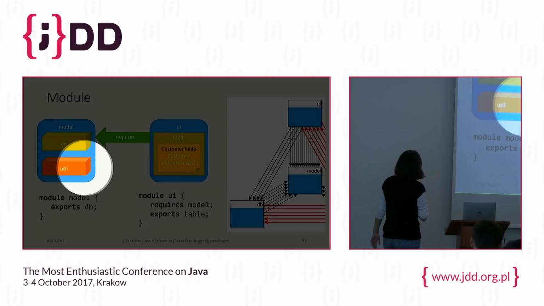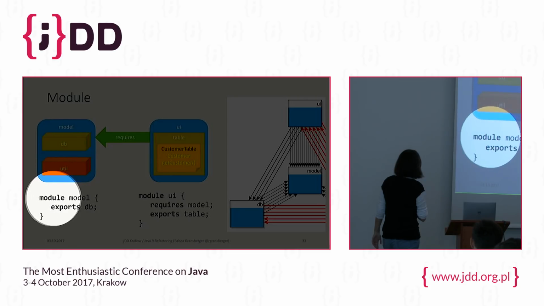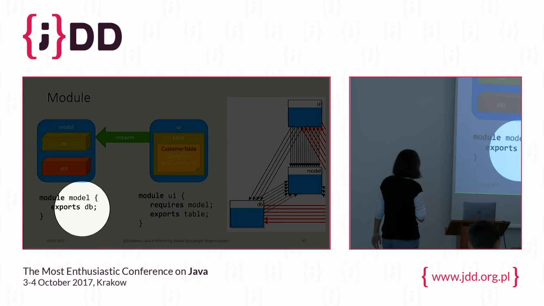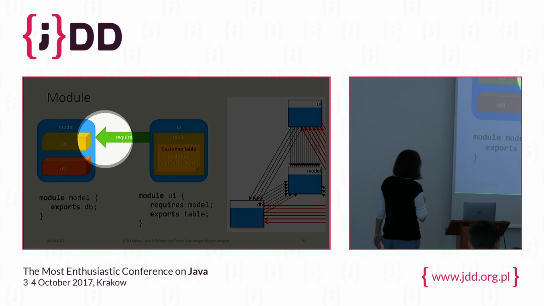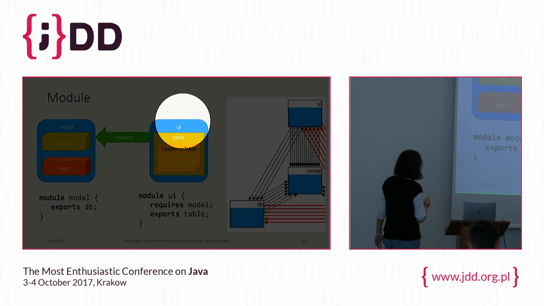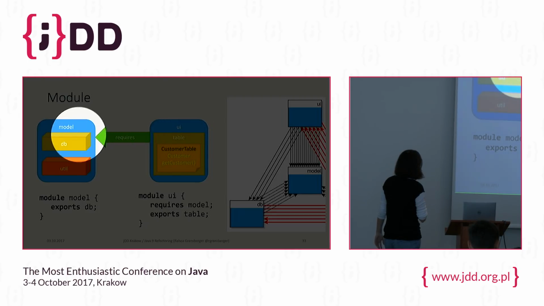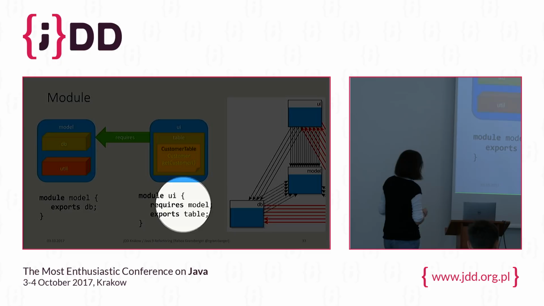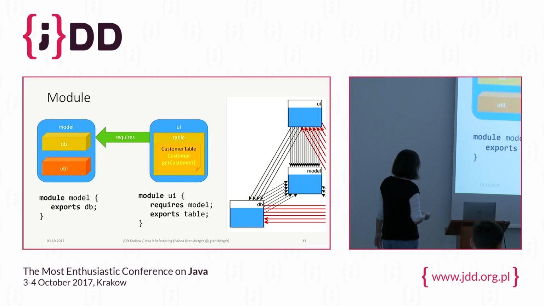So we have a module called model over here, which has two packages, a DB package and a util package. And here we have the module definition. The module is called model, and it exports only the DB package. We have another module over there, which is called UI, which requires the model module. So the UI module has this requires clause, so it has a dependency on the model, and it exports its table package.